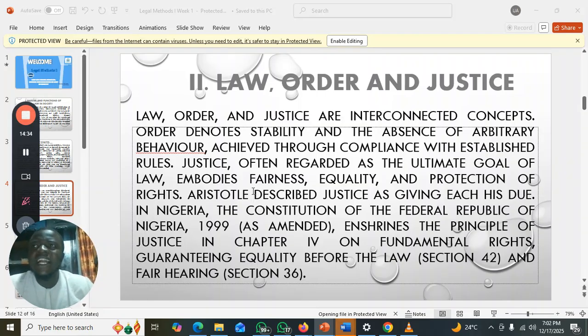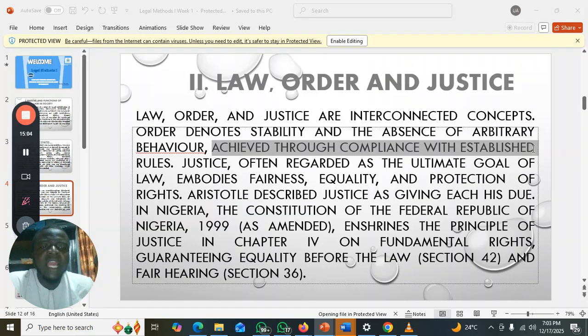Arbitrary behavior is an act of feeling that I'm above the law. I'm higher than everybody in the society. So law stops you from feeling that way. So the meaning of order is stability. Stability meaning everybody is stable, there is no problem, and the absence of arbitrary behavior. Everybody is feeling equal. Nobody is feeling I'm bigger, I'm stronger, or I'm richer than others. Do you understand? How do we achieve order?